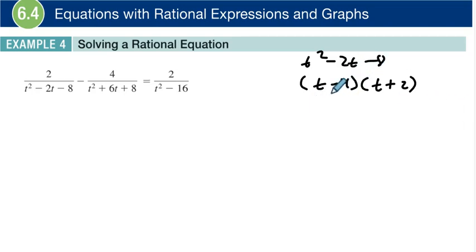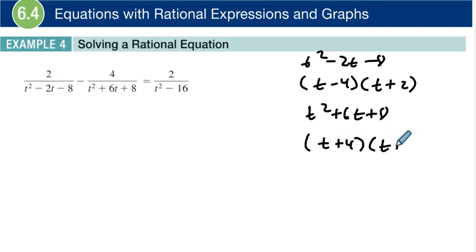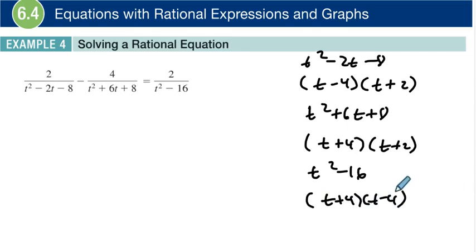Okay, so let's just factor first here, and then we'll get into the values. Great, and then if I did my t squared plus 6t plus 8, if I factor that guy, that would be t plus 4, t plus 2. And then if I factored t squared minus 16, that's t plus 4, t minus 4, a difference of 2 squares.